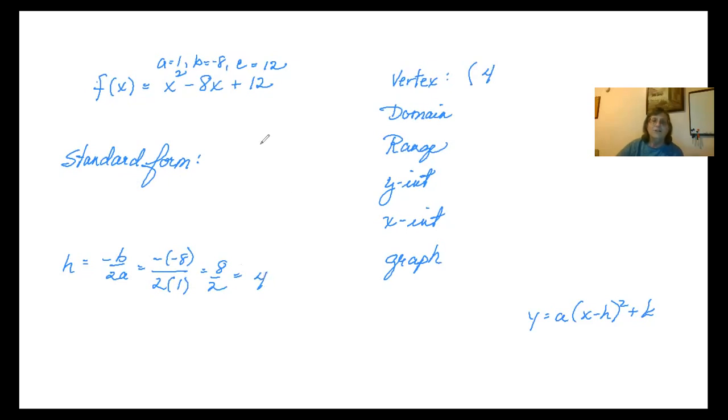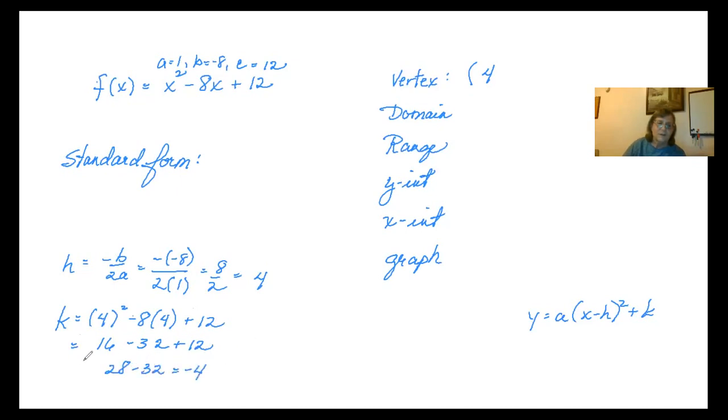To get the y value, plug that back in. So k is going to be whatever we get when we plug 4 into the original equation. So 4 squared minus 8 times 4 plus 12, 16 minus 32 plus 12. Let's see, 16 and 12 is 28. 28 minus 32 is -4. So k is going to equal -4.